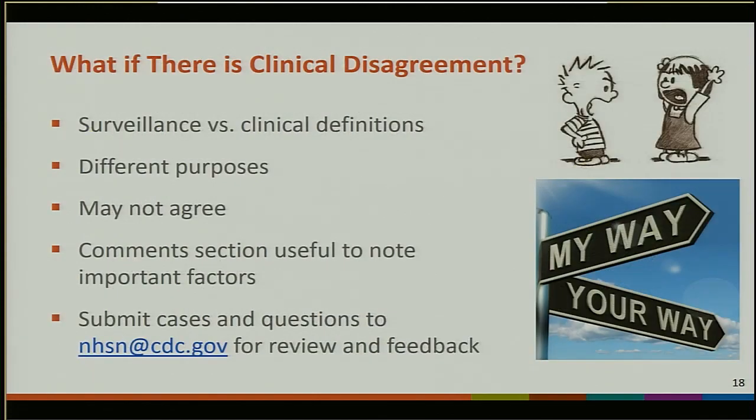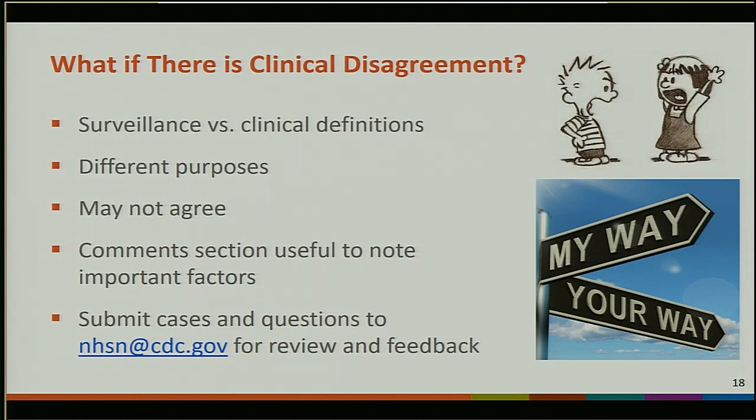And Nicola talked about this. If there's a clinical disagreement, you're going to have clinical disagreements. That is almost a guarantee, because when you're looking at surveillance definitions versus clinical treatment guidelines, surveillance definitions are looking at a population basis, right? They're not looking at individual residents. So the surveillance definitions do not take into account the individual history of that resident or the circumstances of that individual resident.